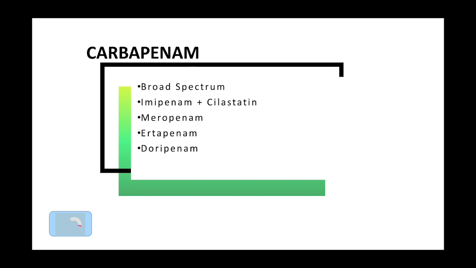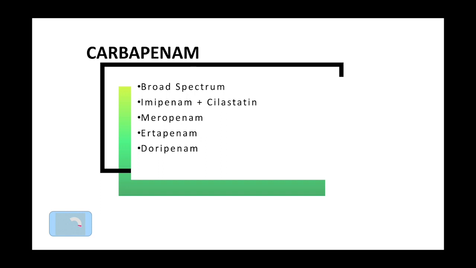The next drug is meropenem. This drug does not need co-administration of cilastatin. The dose range of meropenem is 500 mg to 4.5 gram TID. It can be infused in 30 minutes.